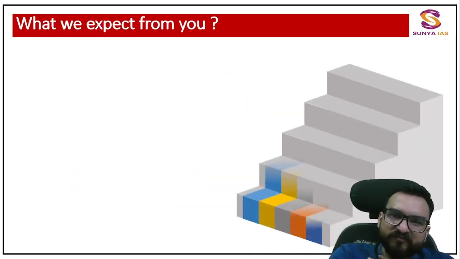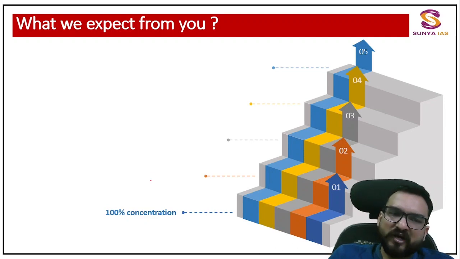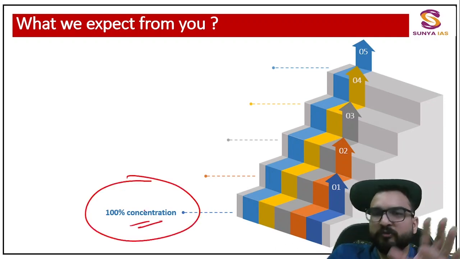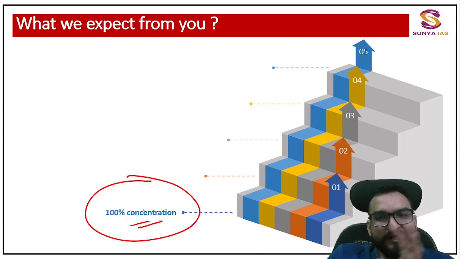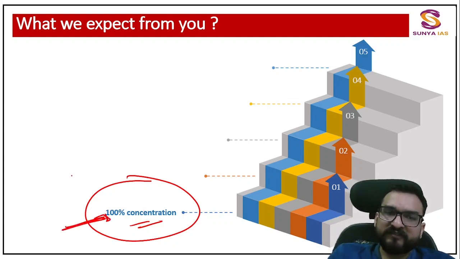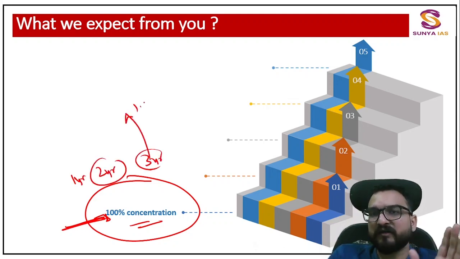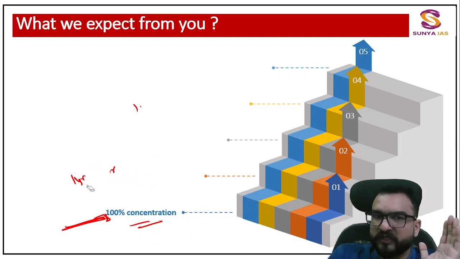What I expect from you, first you should have 100% concentration. This journey is individual only. Does not matter how many in your group are understanding the same thing. It is your individual journey. Some will back out in 1 year, some will back out in 2 years. The third year student will be getting selected ultimately in top 100 ranks. So it is your individual journey, guys.